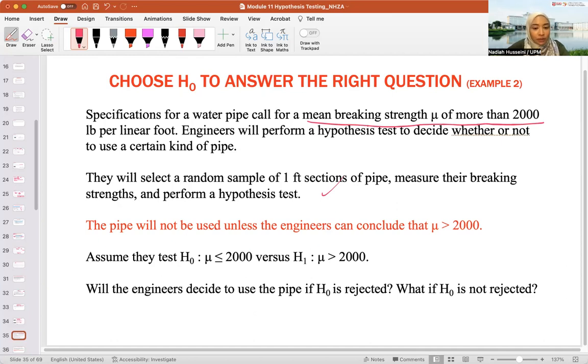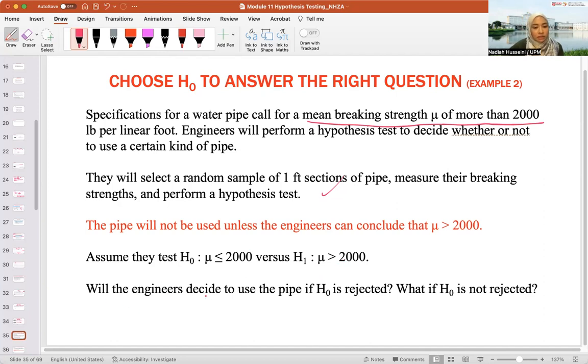The pipe will not be used unless the engineers can conclude that mu is greater than 2000. So if mu is less than 2000, obviously it's not going to be strong enough to withstand whatever they are going to do, right? So the specification must be greater than 2000. So assume that they test the null hypothesis, mu less than or equal to 2000, versus the alternative hypothesis, mu is greater than 2000.